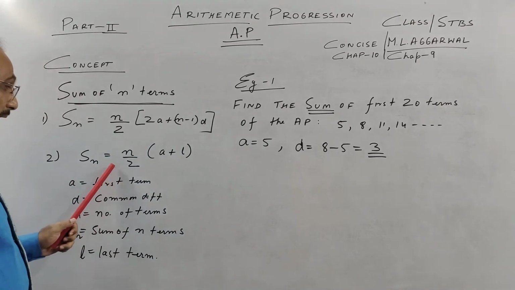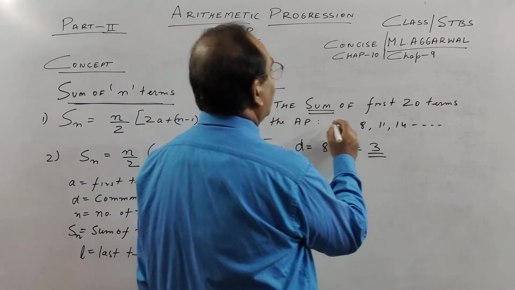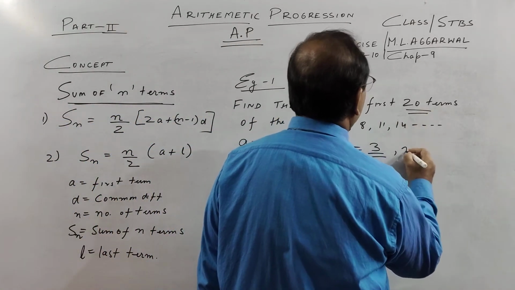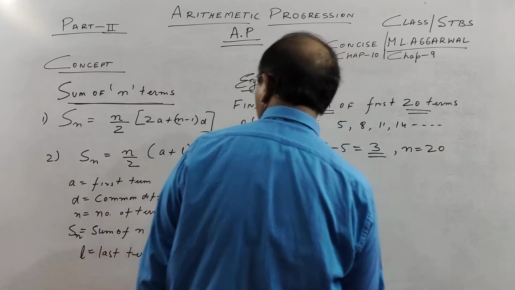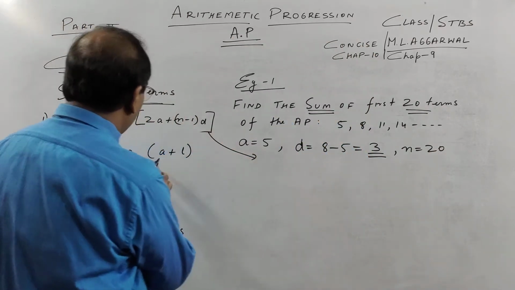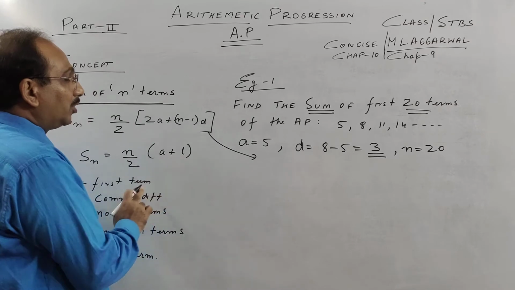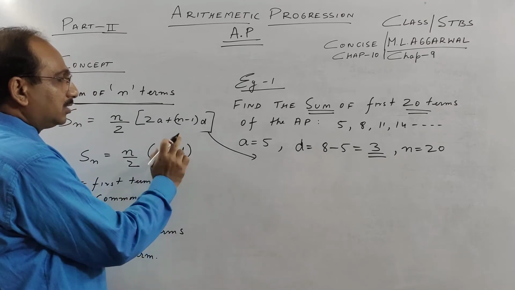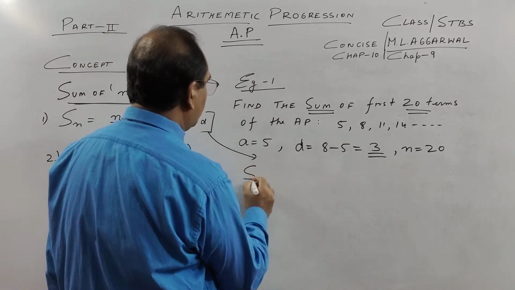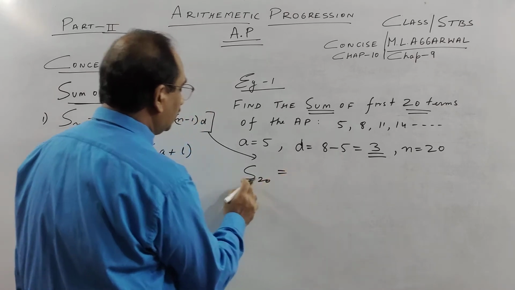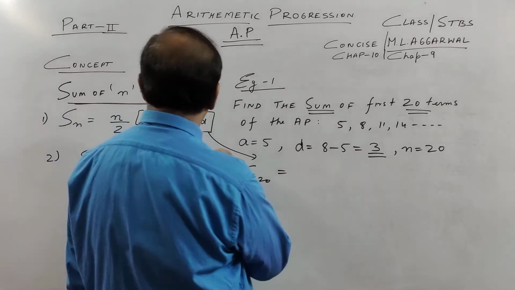So n, we have to find the sum of 20 terms, so n is 20. Let us substitute in this formula. We cannot use this formula because the last term L we don't know. So let us see the sum of 20 terms.